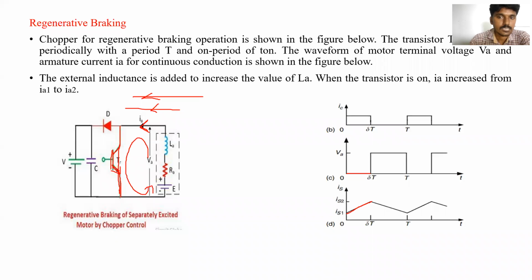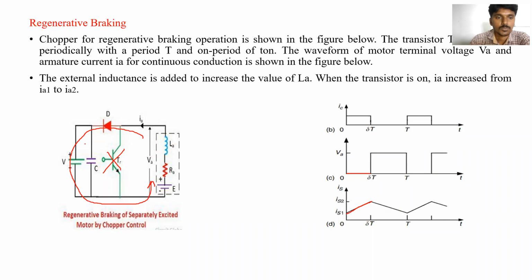In the second case, when the switch is in the off condition, meaning it is open circuited, the energy stored in the inductance in the previous case will be released through this circuit. Now the diode is turned on.